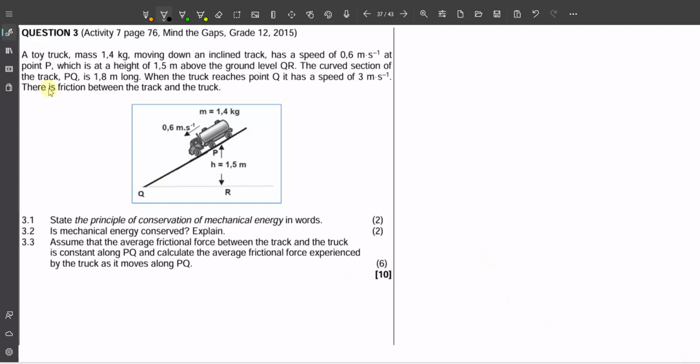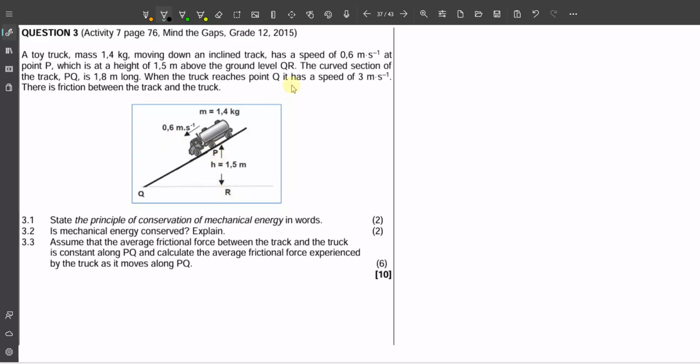A toy truck of mass 1.5 kg moving down an inclined track has a speed of 0.6 meters per second at point P, which is at a height of 1.5 meters above the ground level QR. So the question talks about the toy truck at point P on the inclined plane, at a height of 1.5 meters above the ground, which is QR.